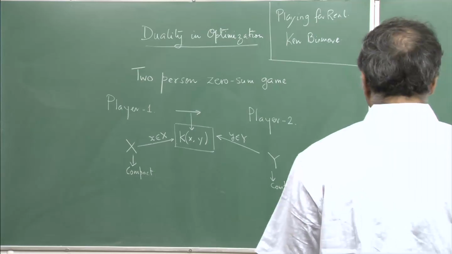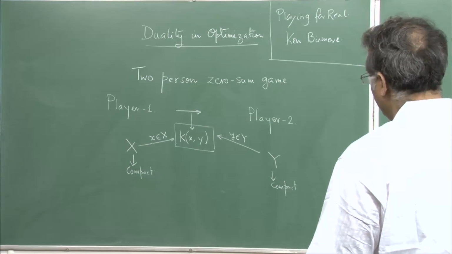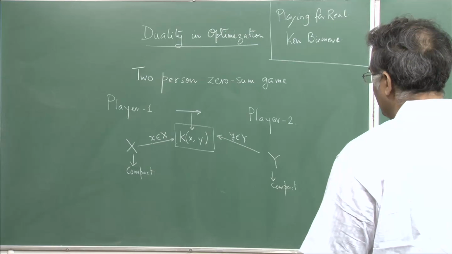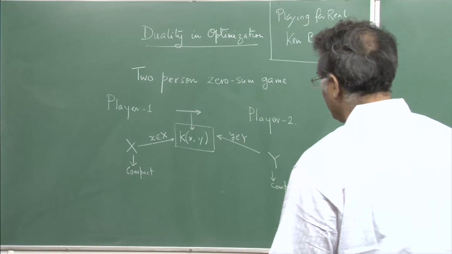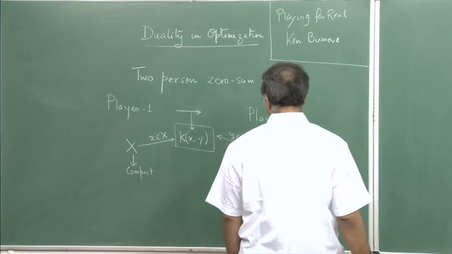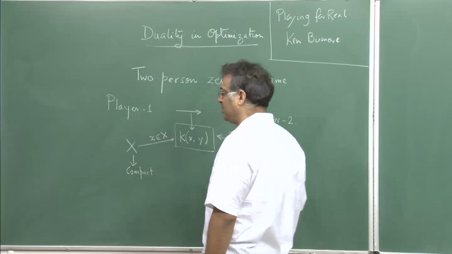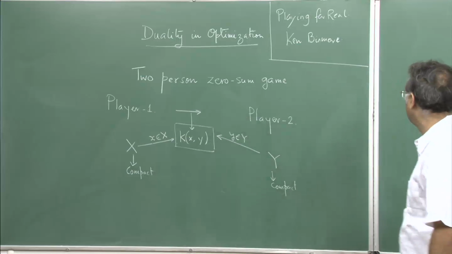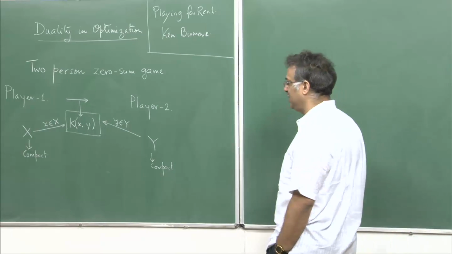If player 2 is receiving k(x,y) amount of money, then player 1 is losing k(x,y) amount of money. Now, let us look into the way player 1 and player 2 would actually think when they are playing the game. Player 1 knows that he has to pay some money k(x,y).